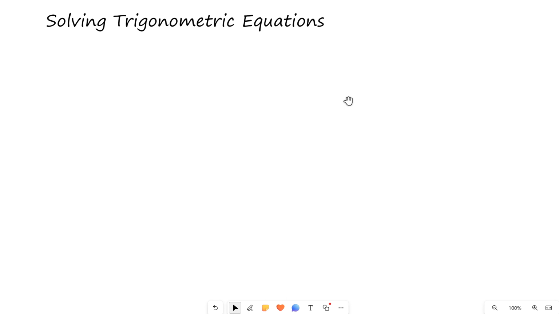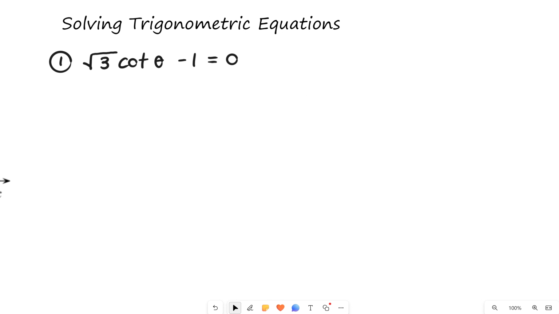Let's dive into learning how to solve some basic trig equations. We will be doing 5 problems on today's lesson. Problem number 1: square root of 3 times the cotangent of theta minus 1.